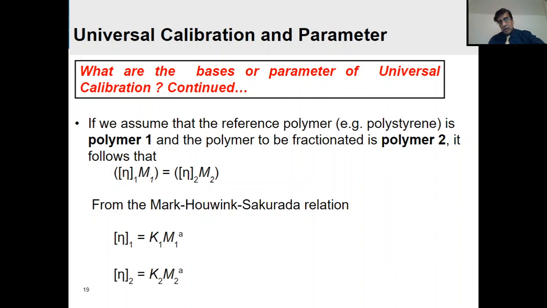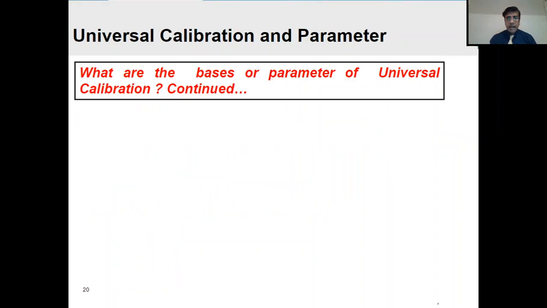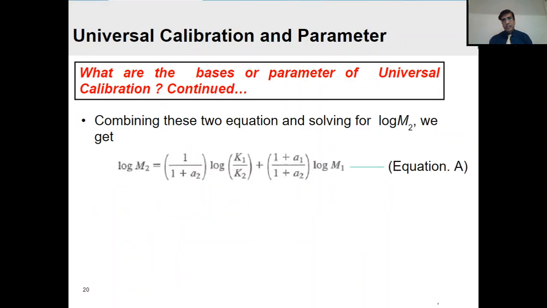And when you combine these two equations by taking the log, of course we will end up with this equation, which I named here as equation 1. You got it. And now if you look here, we have K1 and K2 and A1 and A2. These are the constants which we can get from the polymer handbook for different temperatures and for different solvents.